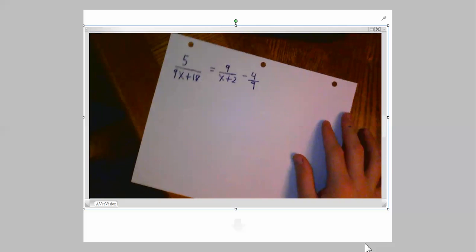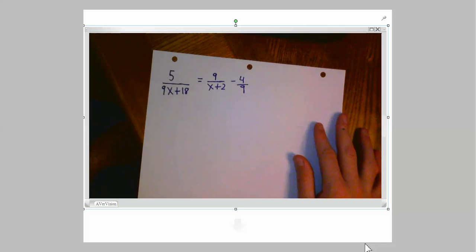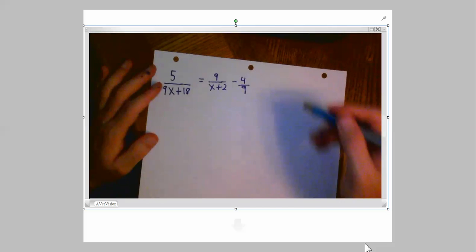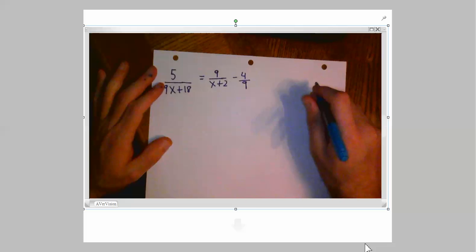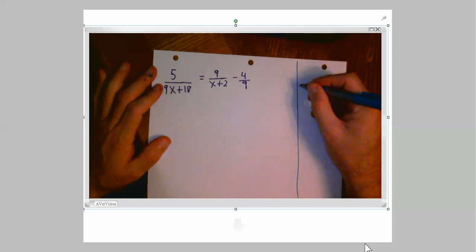Okay, now I have one more problem that I'm going to do, and it's pretty much the same way as we did the last one. First of all, I'm going to start out by listing the denominators, okay? So the denominators I'm going to just write over here like I did before. And the first denominator is 9x plus 18.